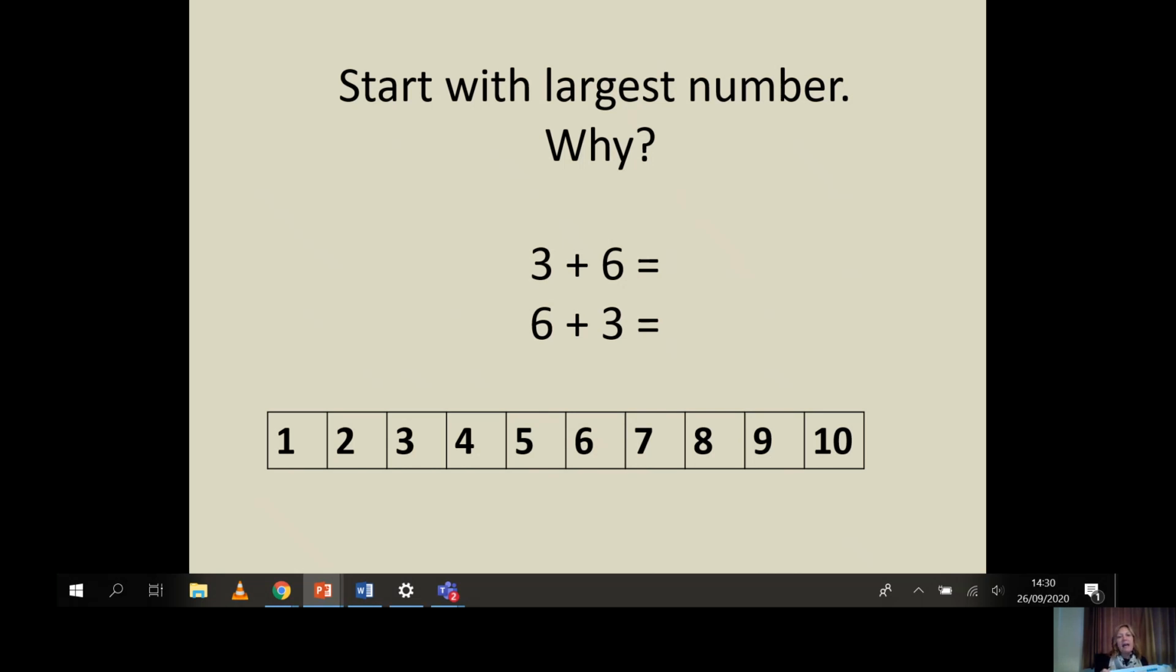It makes it easier. And also children can quickly learn, like taking that one, we've said start with the largest number. We've switched it round, it's still going to be the same answer. So again, it's teaching children that permanence of numbers and how we can do different calculations with the same numbers.